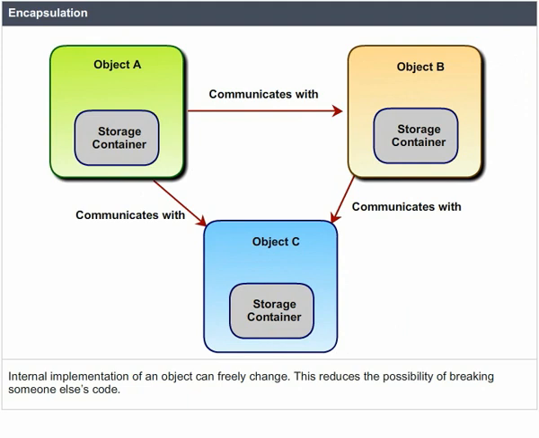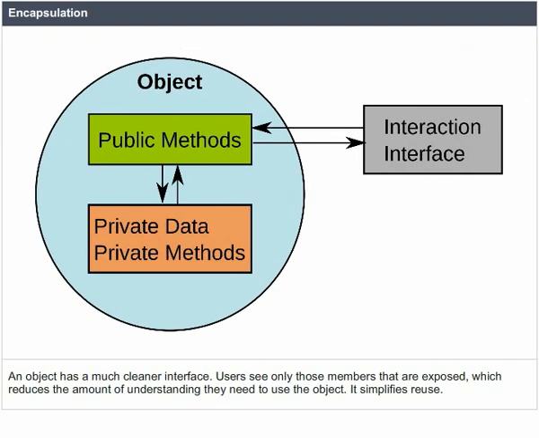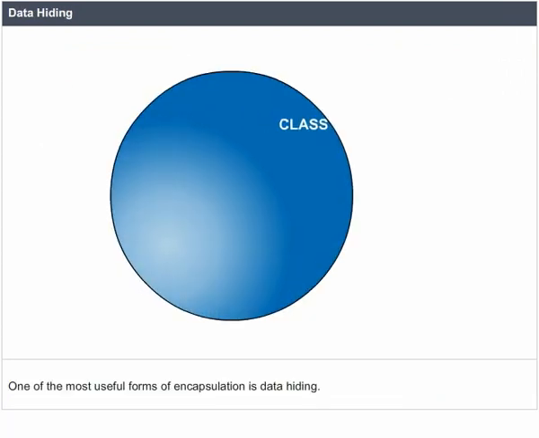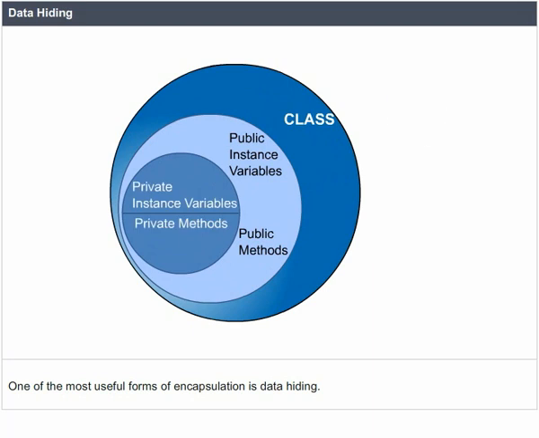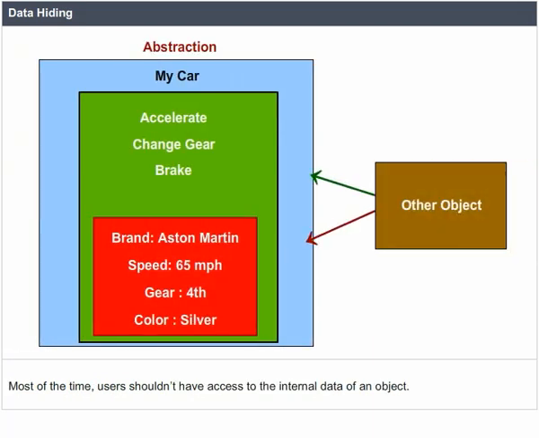An object has a much cleaner interface. Users see only those members that are exposed, which reduces the amount of understanding they need to use the object. It simplifies reuse. Data hiding. One of the most useful forms of encapsulation is data hiding. Most of the time, users shouldn't have access to the internal data of an object.